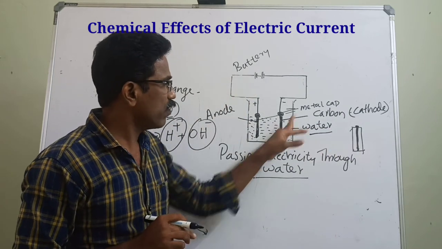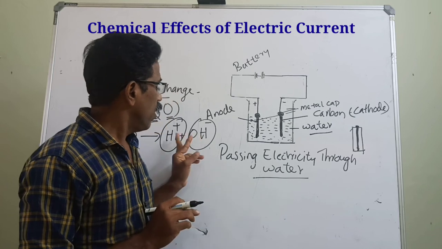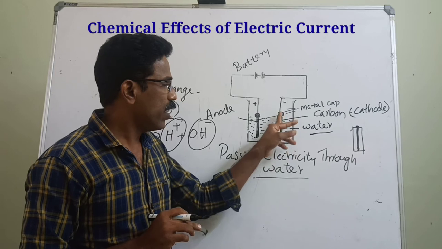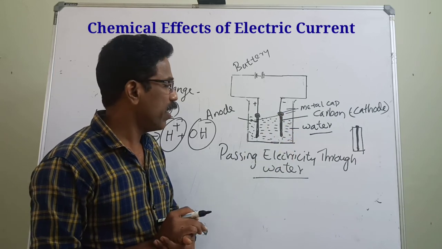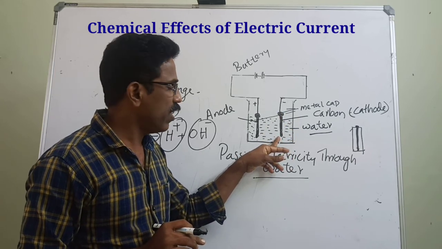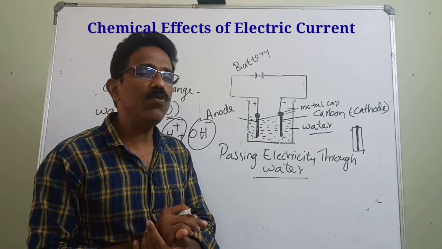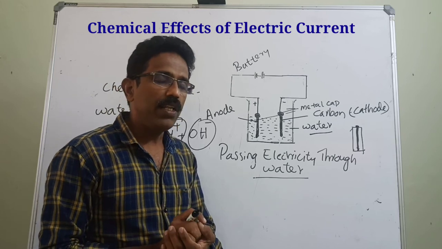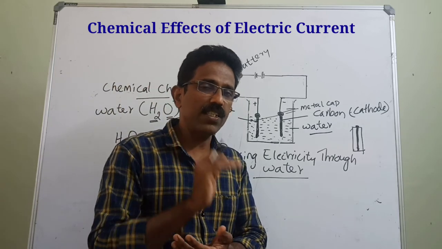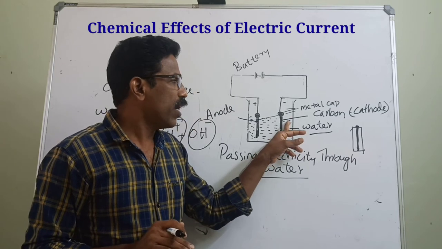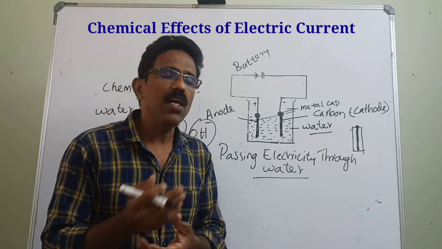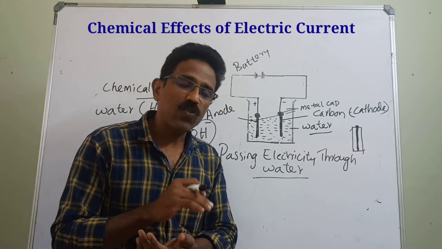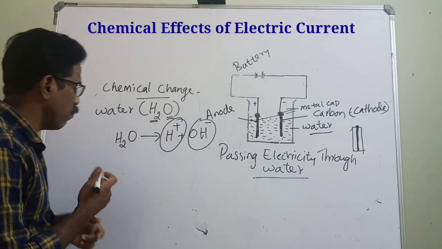When electricity passes through water, what happens? The positive ions move towards the negative electrode, and the negative ions present here move towards the positive electrode or anode. That is why, at the negative terminal we get hydrogen gas, and at the positive terminal we get oxygen gas. So that is very important.